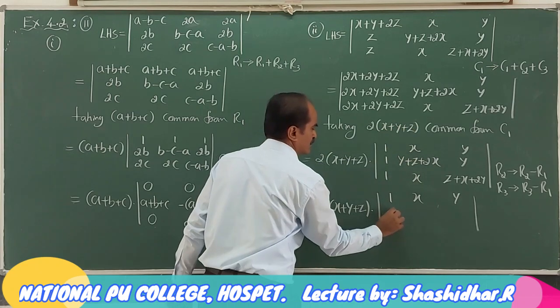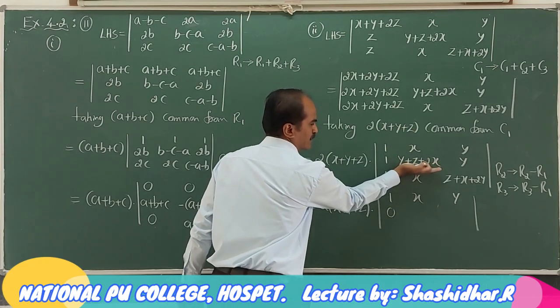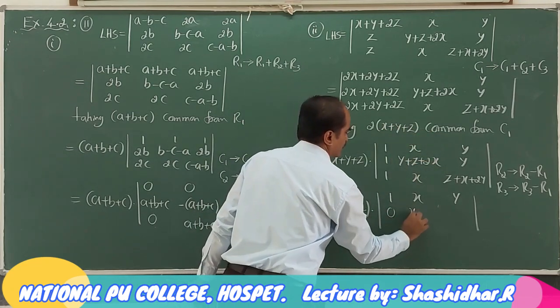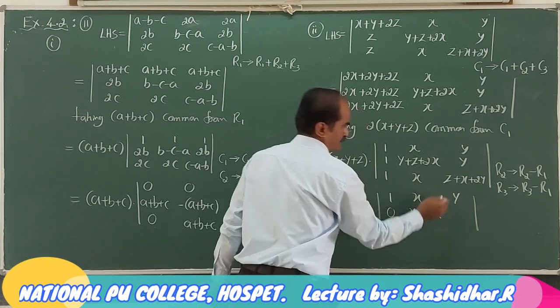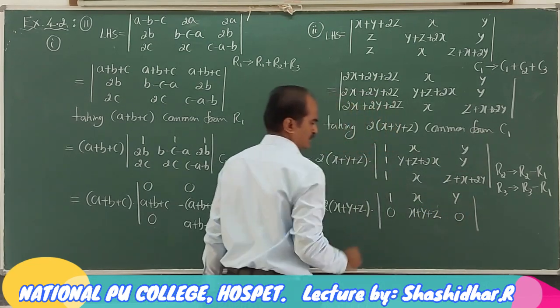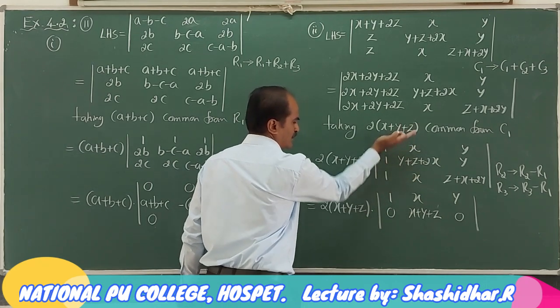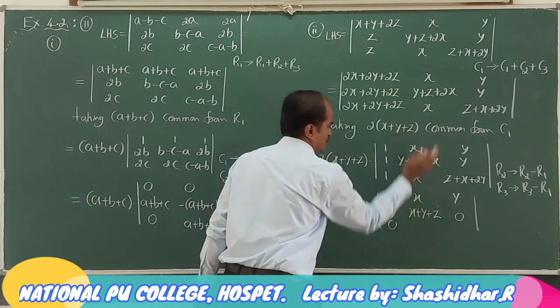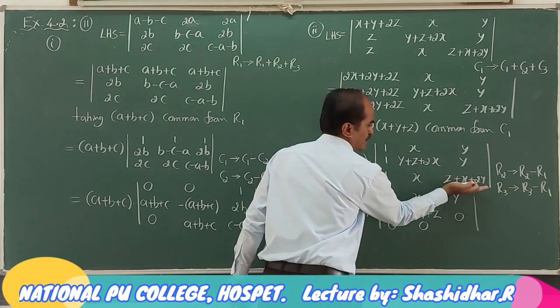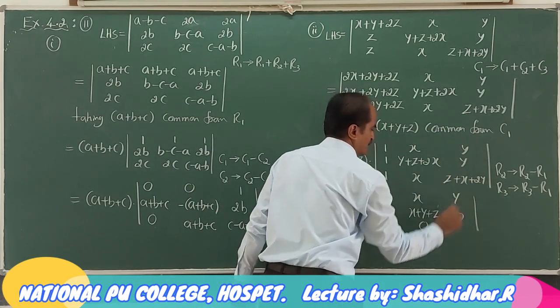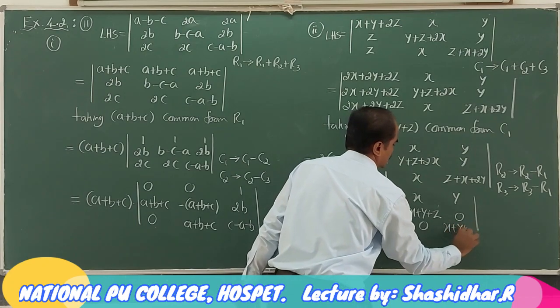Corresponding elements I have to subtract. 1 minus 1, 0. y plus z plus 2x minus x, you will get x plus y plus z. y minus y, 0. Now R3 changes to R3 minus R1. 1 minus 1, 0. x minus x, 0. z plus x plus 2y minus y, you will get x plus y plus z.